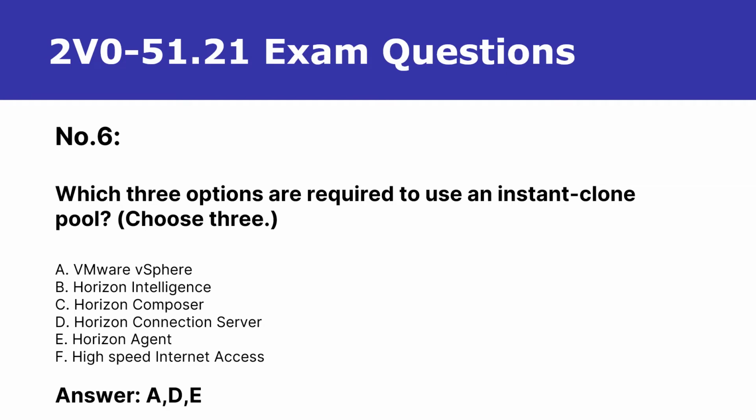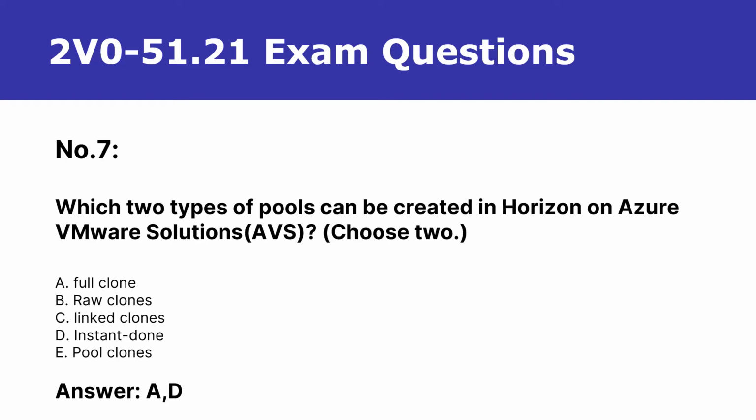Number 6. Which 3 options are required to use an instant clone pool? Choose 3. A. VMware vSphere. B. Horizon Intelligence. C. Horizon Composer. D. Horizon Connection Server. E. Horizon Agent. F. High-speed Internet access. Answer. A, D, E.